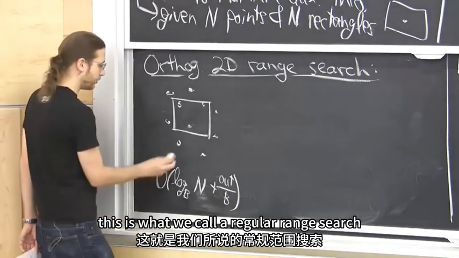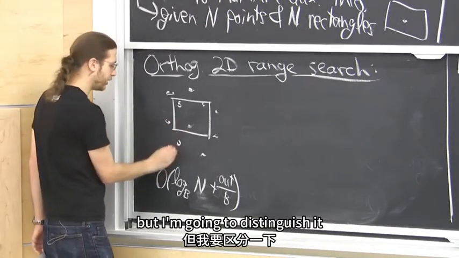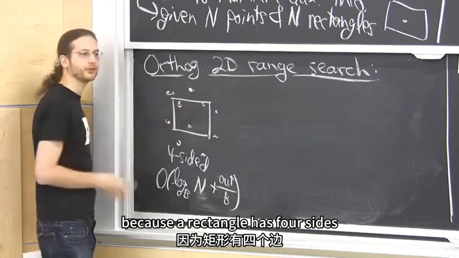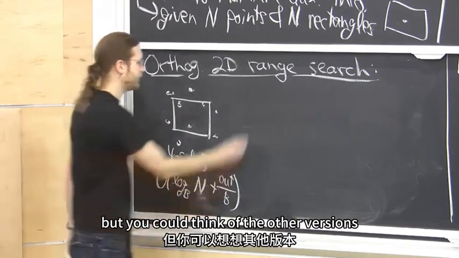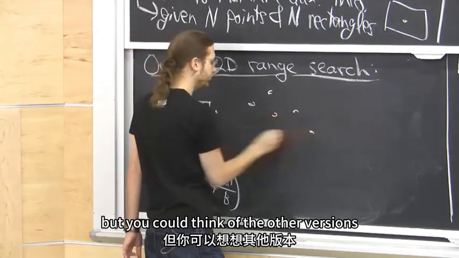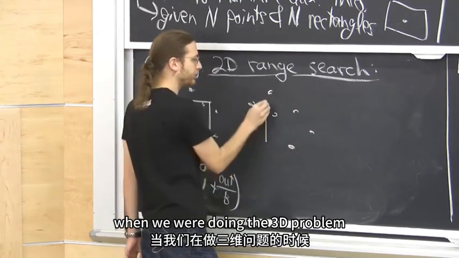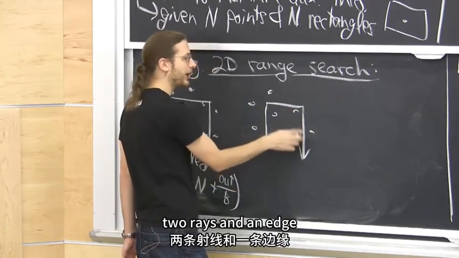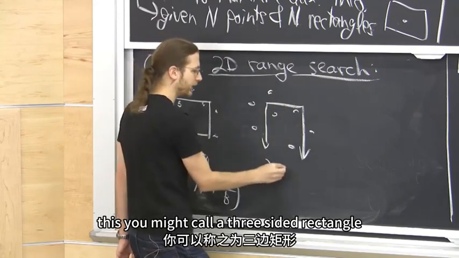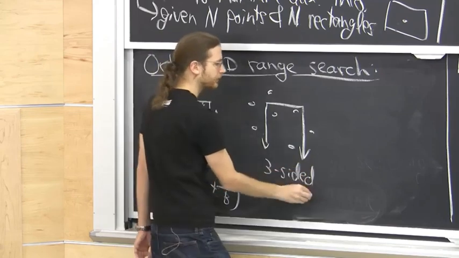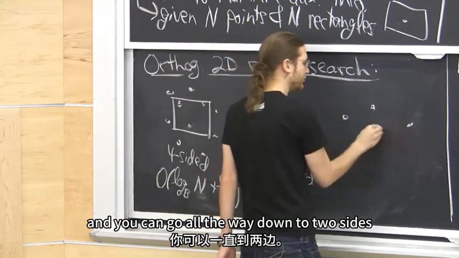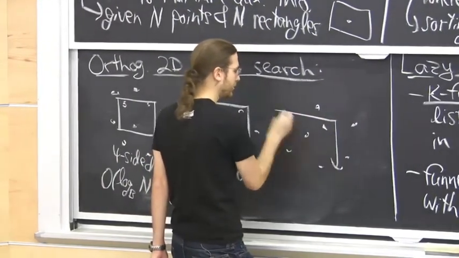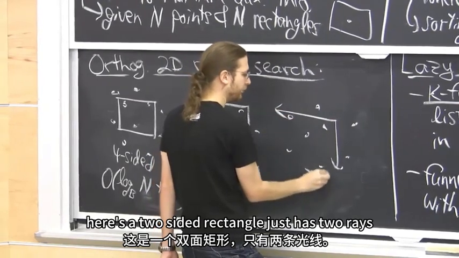This is what we call a regular range search, but I'm going to call it a four-sided range search because a rectangle has four sides. But you could think of the other versions, and we actually did this when we were doing the 3D problem. If these are two rays and an edge, you might call this a three-sided rectangle. And you can go all the way down to two sides. Hard to go down to one side. Here's a two-sided rectangle. It just has two rays.